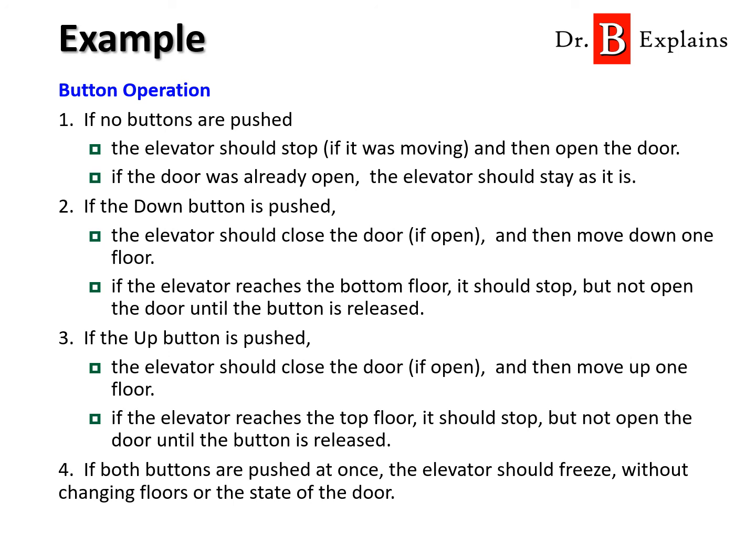Now, if the up button is pushed, it has a similar behavior as the down. It stops first and then it closes the door and then it moves up 1 floor. If the elevator reaches the top floor, then it should stop and not open the door until the button is released. If both buttons are pushed at once, the elevator is going to freeze without changing the floor or the state of the door.